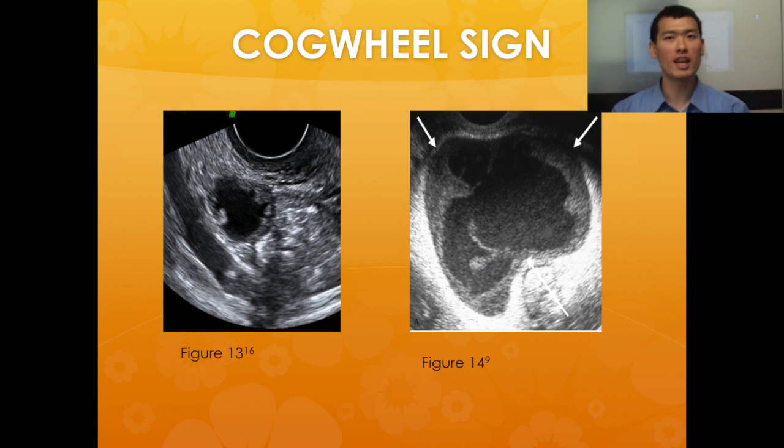These findings are consistent with pelvic inflammatory disease. These images show an abnormally dilated fallopian tube displaying the cogwheel sign. The mucosal folds seen within the lumen outline the teeth of the cog.